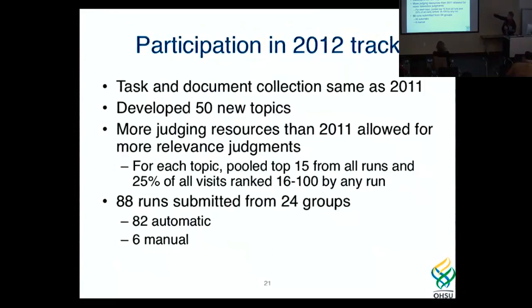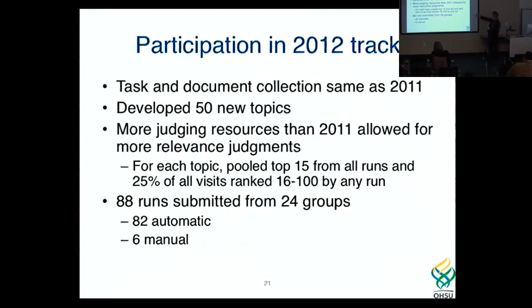So we kept the same task, searching patients for candidate clinical studies, the same collection from the University of Pittsburgh, but then we developed new topics. And in 2012, NIST was actually able to identify more funds to do more of these relevance judgments. The way we do these is, again, you can't judge every patient retrieved by every system, but for each topic that gets submitted, we create pools for judging.